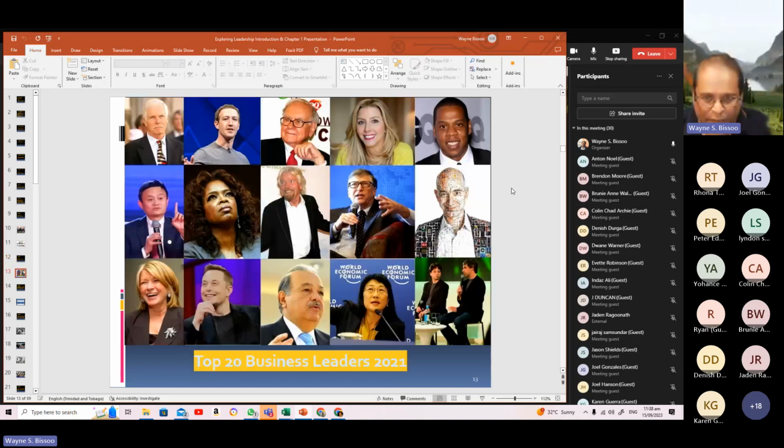And therefore, that's why when we look at these pictures here, these are a bunch of individuals who were listed as top business leaders in 2021. How do we measure the successfulness of these individuals? We measure their successfulness by the amount of profit that they earn. And that's the issue.